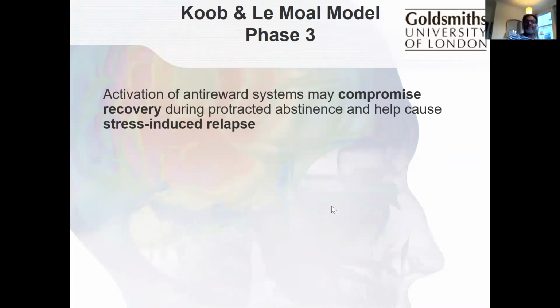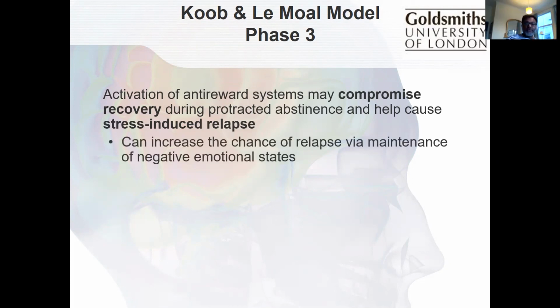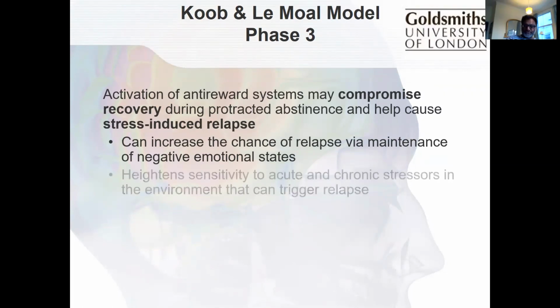And this is where you can get relapse. So we've got the anti-reward systems are compromised during recovery, and because of that, the chances of relapse because of stress are increased. Because in this condition, the system is really quite damaged, and so it's very easy for it to want to get more drugs to come back to its original levels. So it can increase the chances of relapse by maintenance of negative emotional state. It heightens the sensitivity to acute and chronic stresses in the environment.